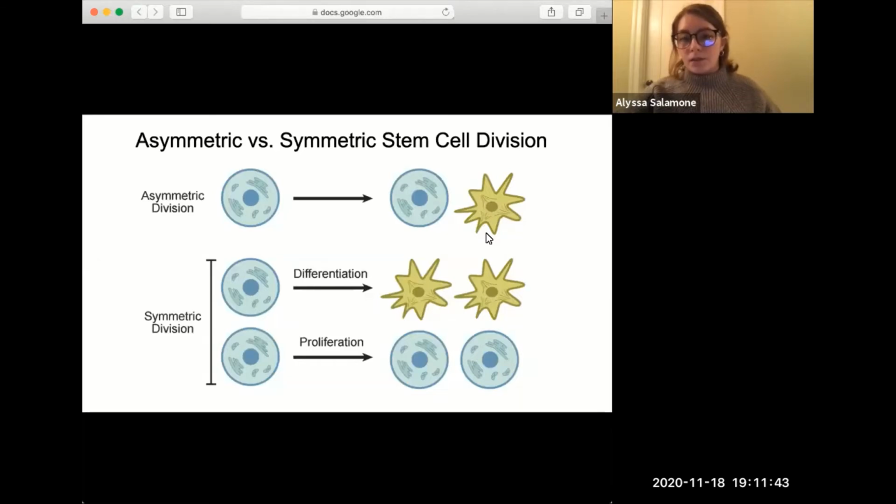In asymmetric division, which is the main focus for today, a stem cell divides and produces two different types of daughter cells, one being a stem cell and one being a differentiated cell, which is either a somatic or a gamete cell.